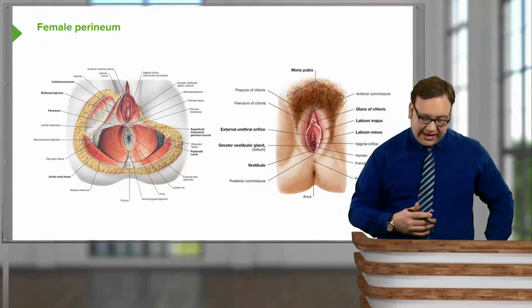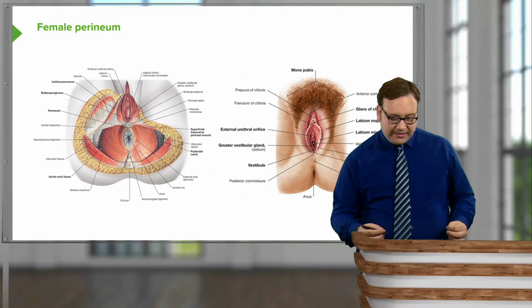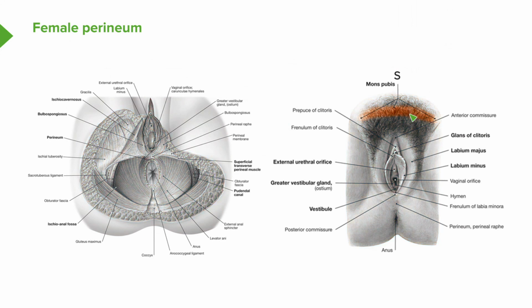So here we can see a view of the female perineum if we were looking at it externally. These are very similar views. So we have the superior aspect up here. The pubic symphysis would be deep to the mons pubis here. And here we've got the more posterior aspect. And we can see in these two views that we have the anal opening. We'd have the coccyx in the background here, just like we can see the coccyx here.